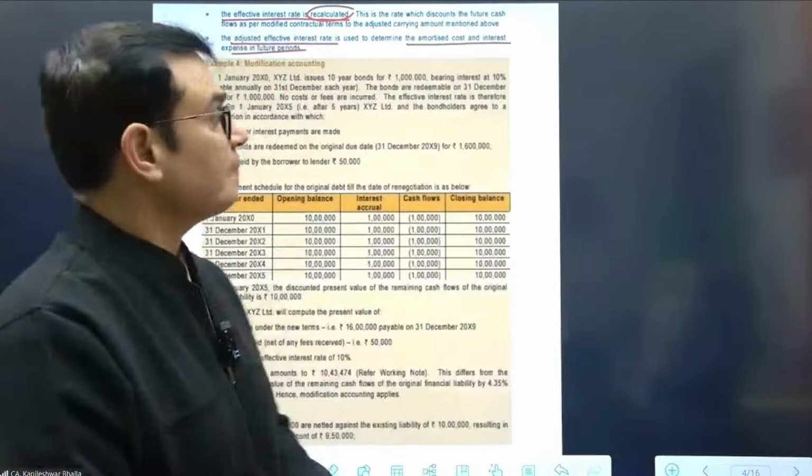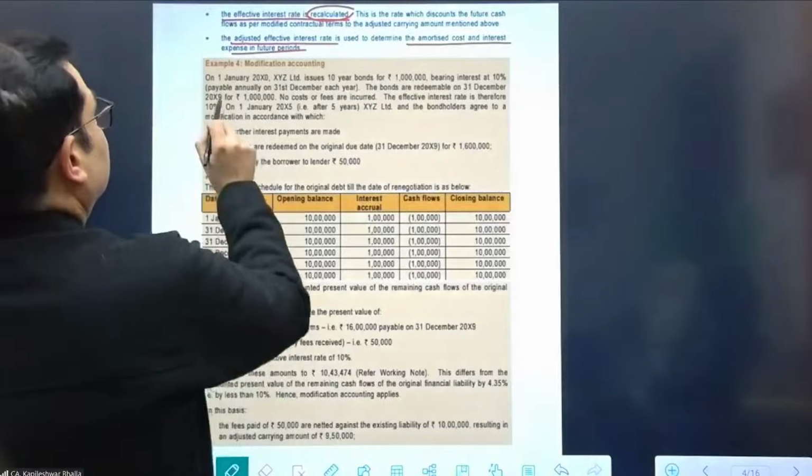So you can see there are two cases. One is a case of continue and one is a case of derecognition. Which means in terms of financial assets, there are three kinds of accounting. But in terms of financial liability, there are two kinds of accounting. There is no concept of a partial derecognition in terms of FL. It's either a complete derecognition or it is a case of continuation.